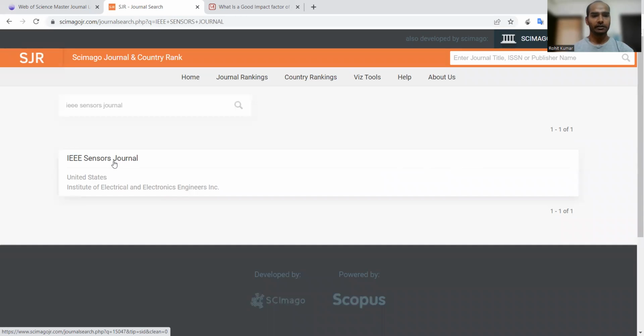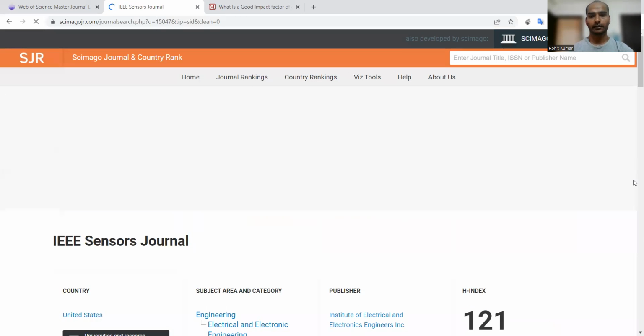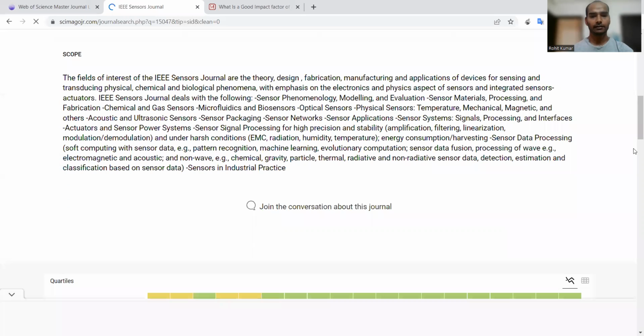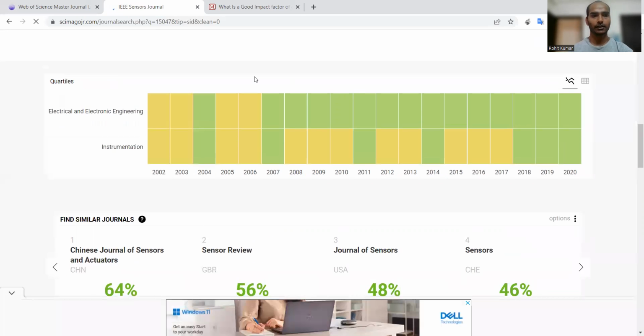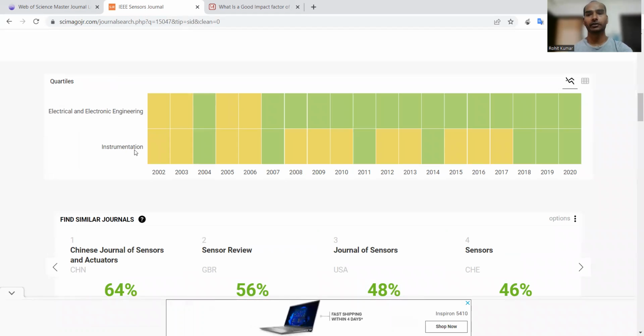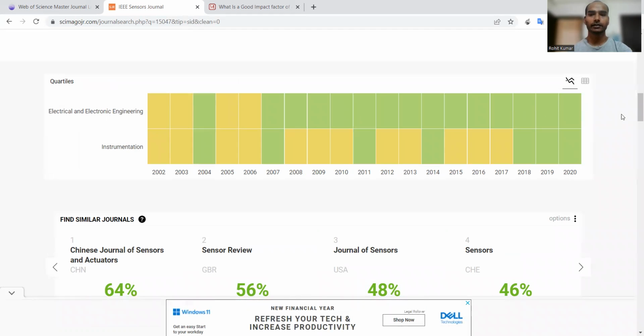So here is the IEEE Sensors Journal, and you can see the H index is more than 100, which is a very good thing. And here is the quartile ranking. Two quartiles are available: electrical and electronic engineering, and instrumentation, and both are Q1 with respect to the 2020 Q ranking. Okay, so every year this Q ranking gets updated.